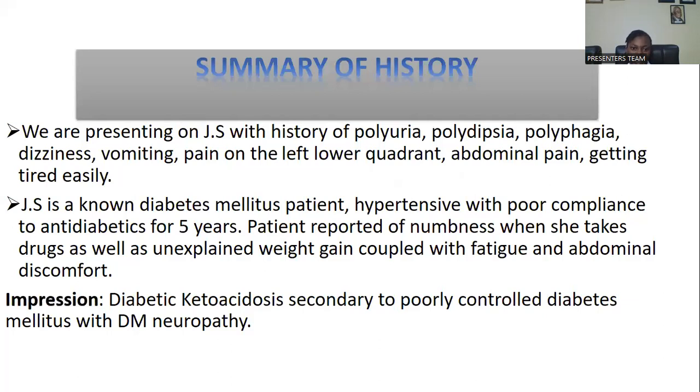We are presenting on JS with history of polyuria, polydipsia, polyphagia, dizziness, vomiting, pain on the left lower quadrant, abdominal pain, getting tired easily. JS is a non-diabetes mellitus patient, hypertensive with poor compliance to antidiabetics for 5 years. Patient reported numbness when she takes drugs, as well as unexplained weight gain, coupled with fatigue and abdominal discomfort. Impression, diabetic ketoacidosis, secondary to poorly controlled diabetes mellitus with DM neuropathy.